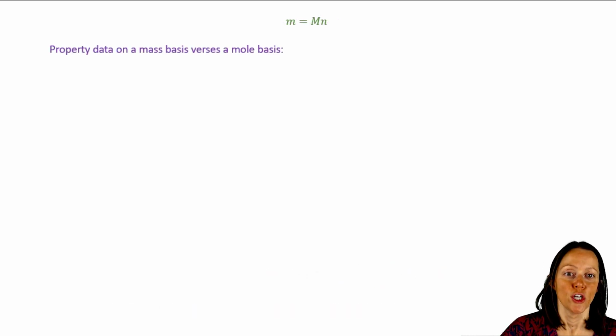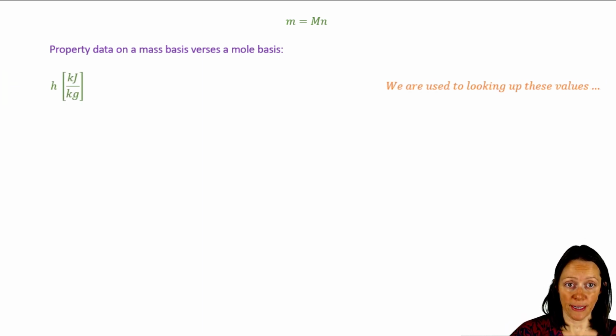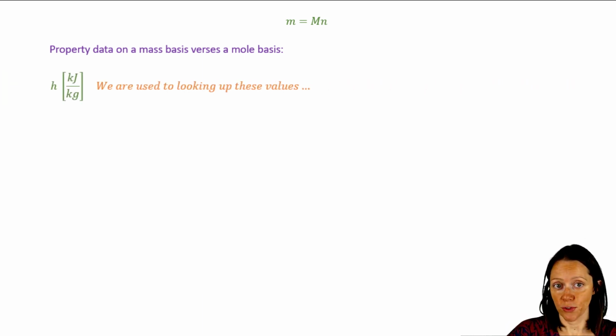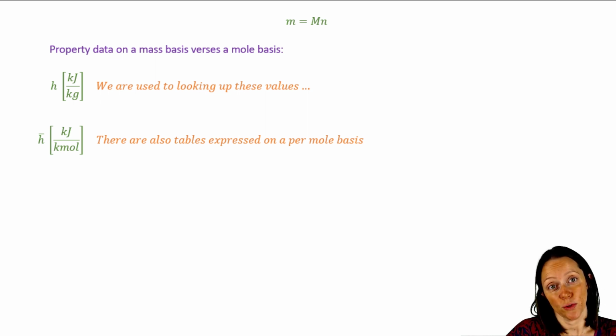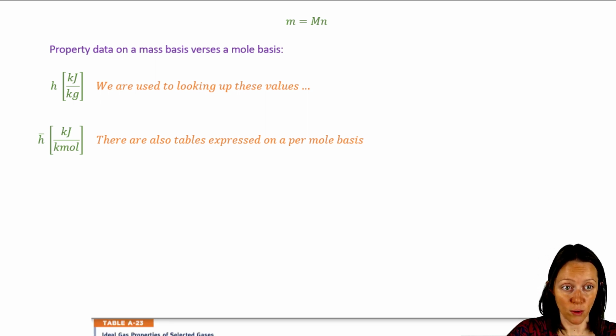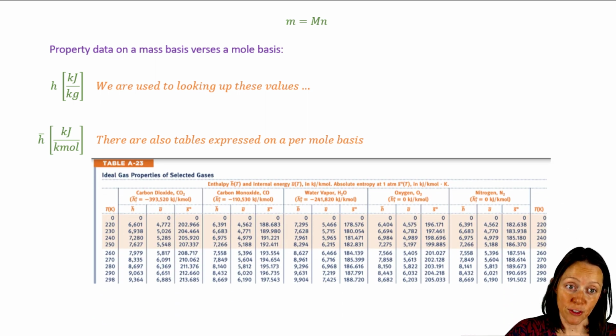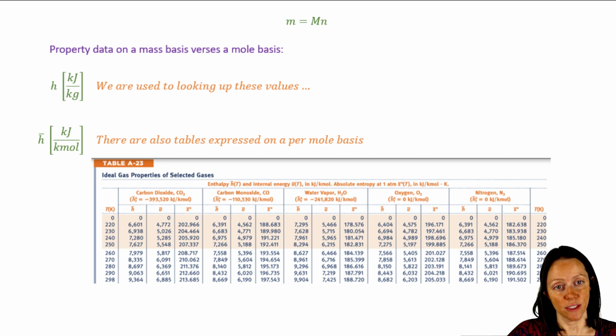All right, so we are used to getting property data on a per mass basis. We're used to looking up h values, for example, but you may have noticed that there are tables that have h bar values. These are just on a per mole basis. So it'll be kilojoules per kilomole or BTU per pound mole, and you can find these for 5 different types of commonly used gases, especially when we talk about combustion, in Table A23 and A23E.